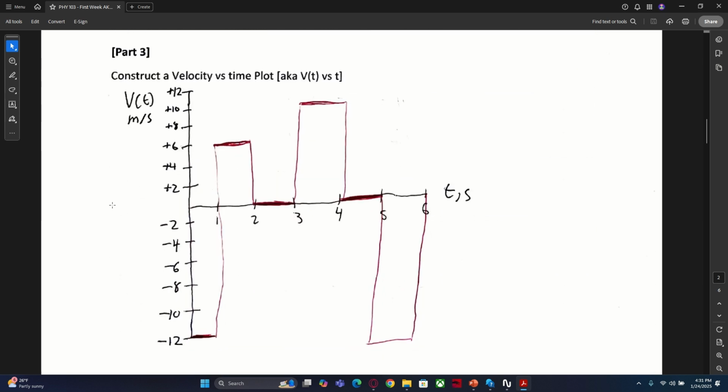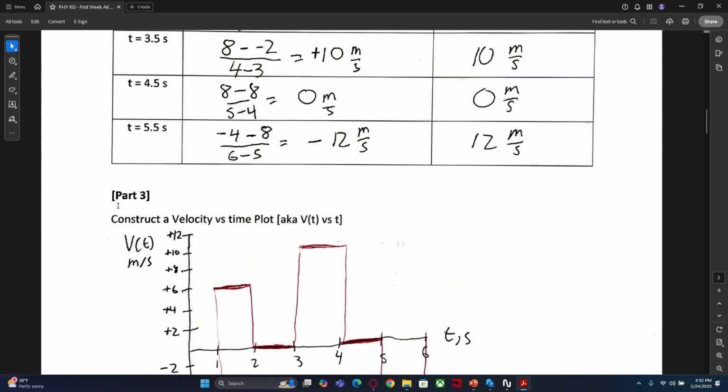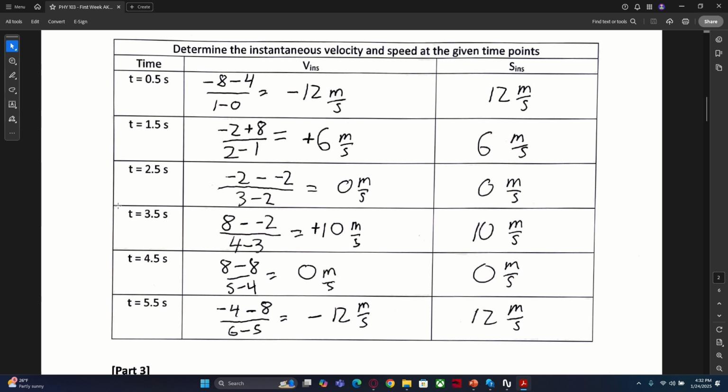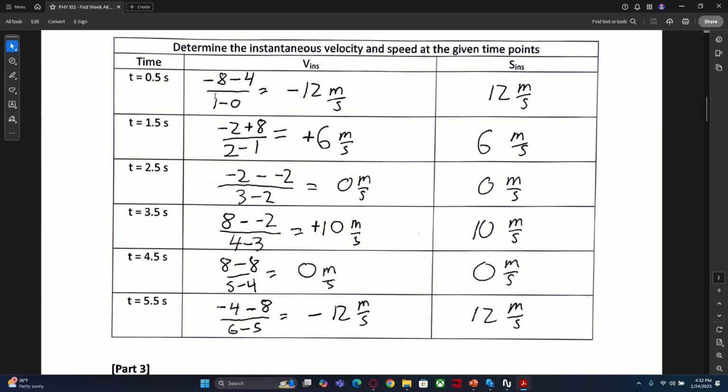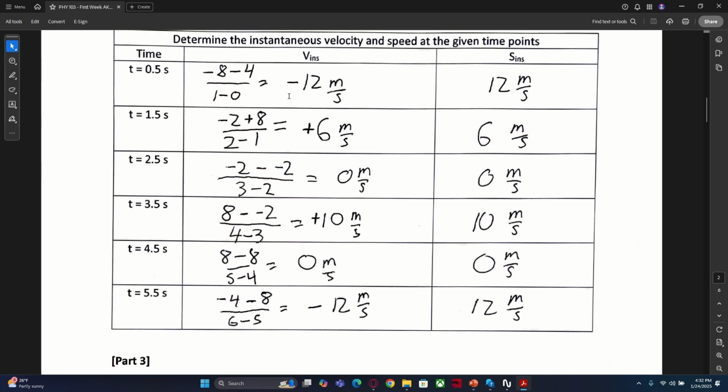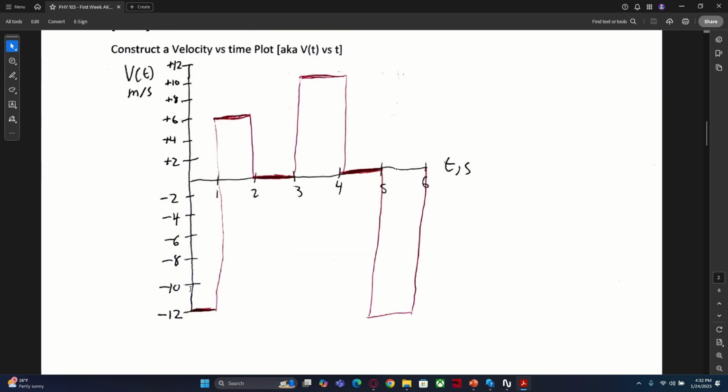For the part about constructing a velocity versus time plot, what we need is our instantaneous velocity values. What we see from 0 to 1 as far as time, our value is negative 12. So, negative 12 for the entire 0 to 1 second. From 1 to 2 seconds, we calculated our instantaneous velocity as positive 6.